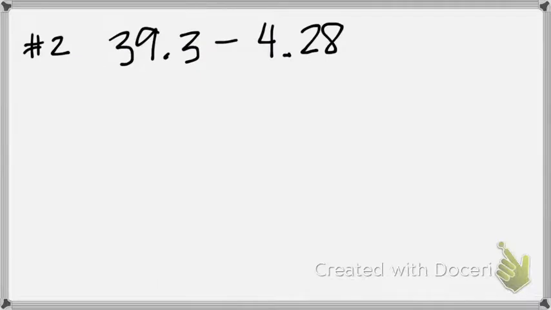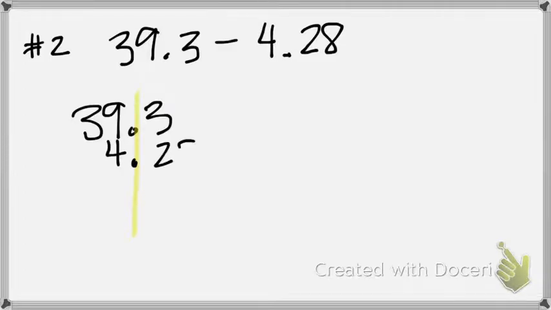Okay, so example number 2, they give you 39.3 minus 4.28. So we're going to want to make sure that the number with the greater value goes on top. So in this case, we would have 39.3, and then you want to make sure that you line up your decimals all the way down. So then we would have 4.28, and then we would put in that little space saver above the 8. And then we would subtract like normal.